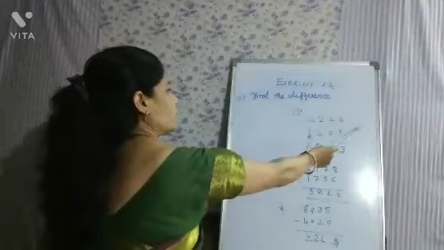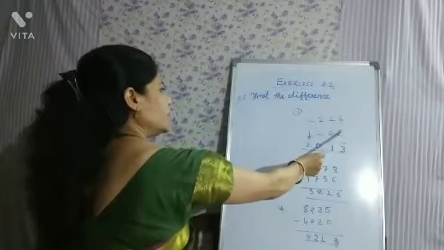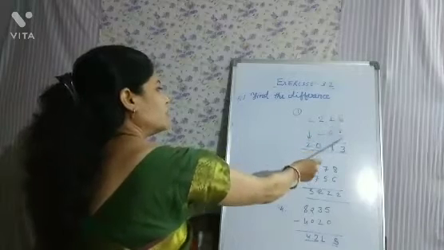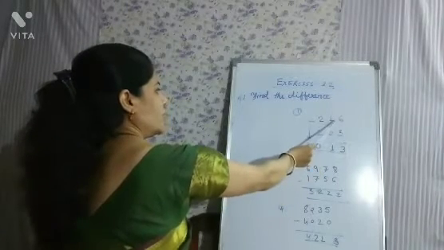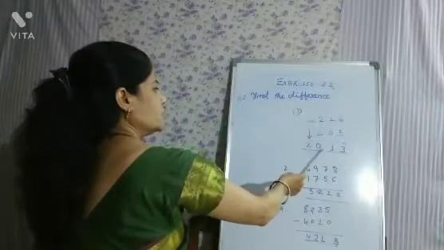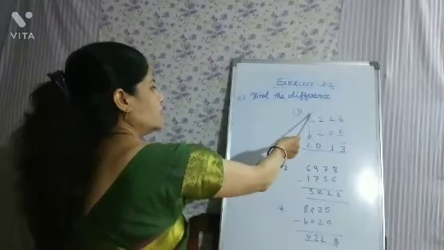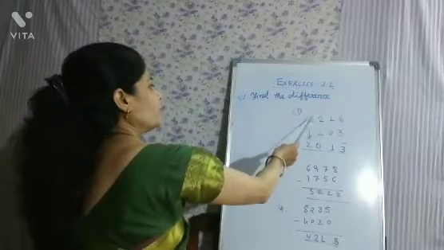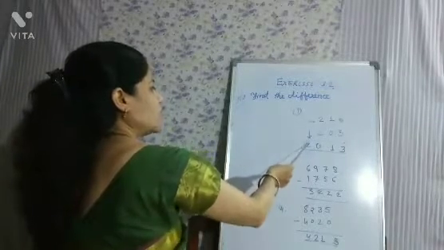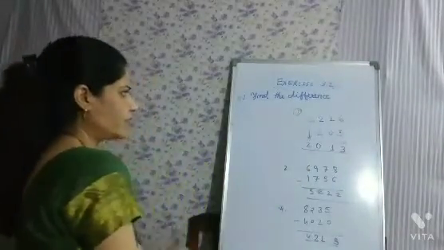So you have to start from right side. First you have to subtract 6 and 3. 6 minus 3 will be 3. 1 minus 0 will be 1. 2 minus 2 will be 0. And there is no digit under the thousand place, so under 2, you have to write 2 as it is. So the difference is 2013.